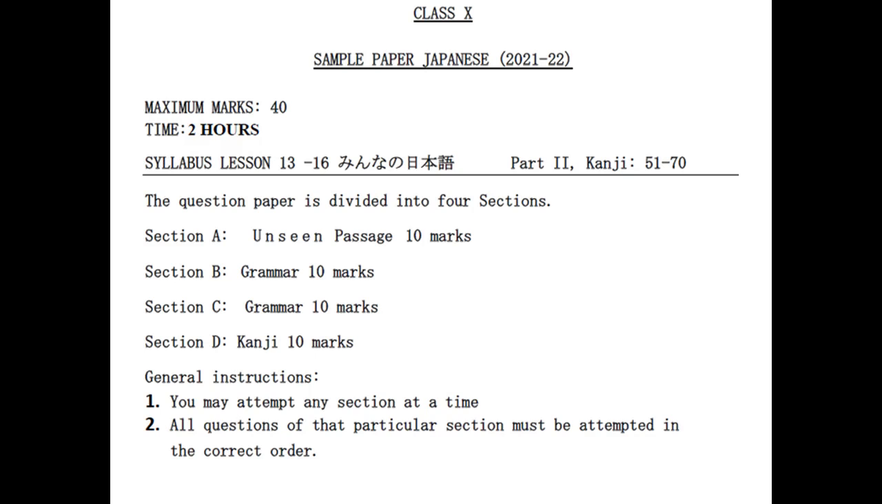I'm making this content to discuss the sample paper of Japanese language which was released by CBSE. I hope it will help you not only in your board exams but also in future when you start conversing with the native Japanese people. Let us see the question paper now.